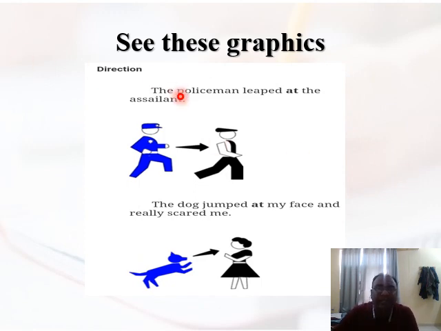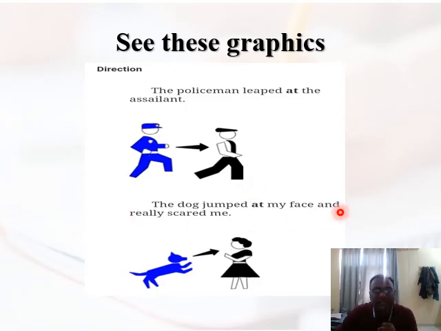Direction: the policeman leaped at the assailant. So the policeman leaped at the assailant. That means assailant, some person who has already attacked. Okay. Now the policeman is chasing behind him and he caught him. So policeman leaped at the assailant means the policeman आदमी को पकड़ लिया.